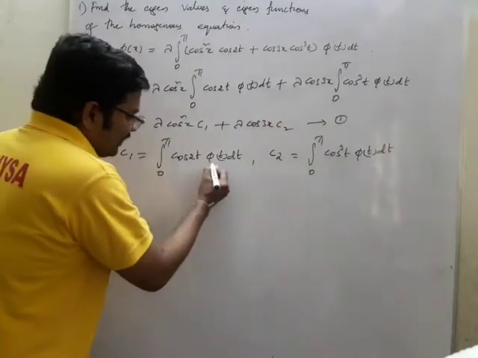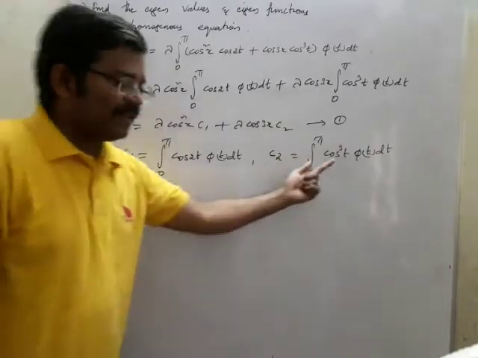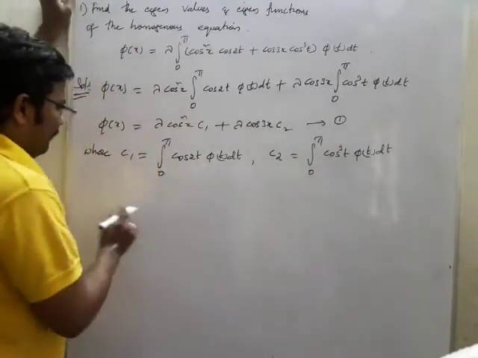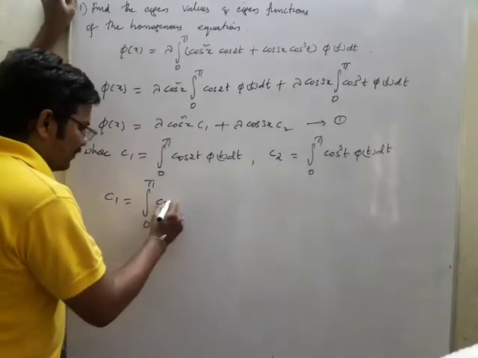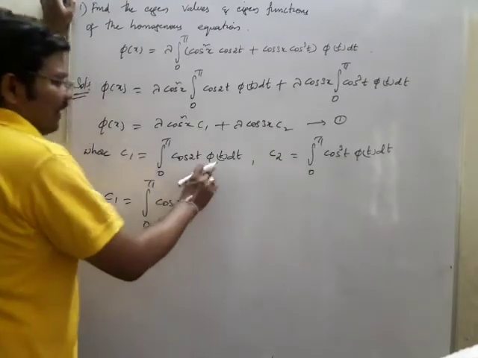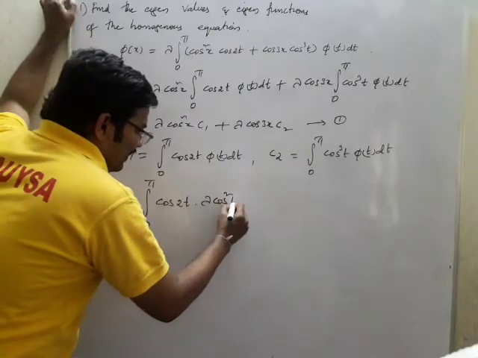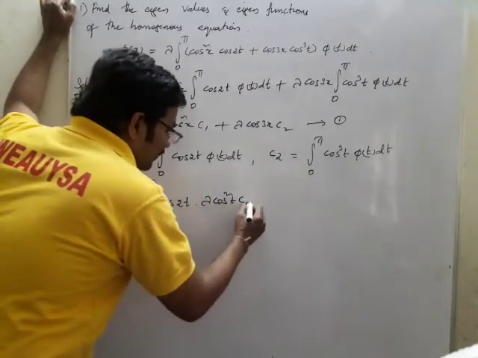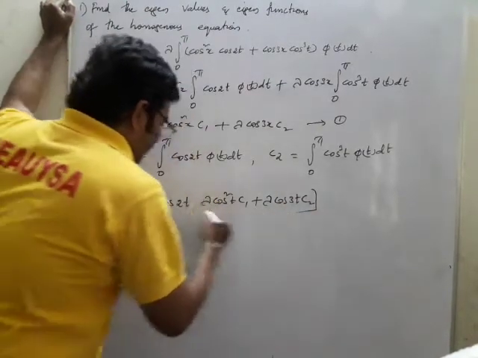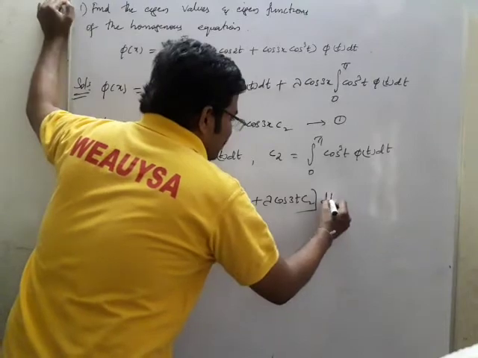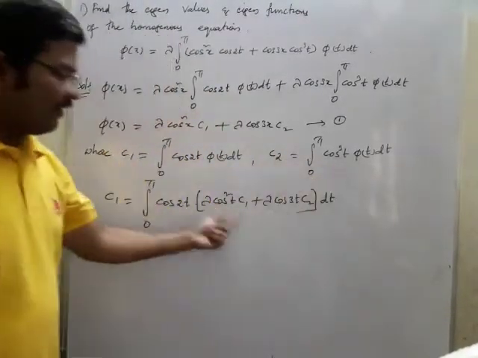Now you should understand that this phi of t value we will get from equation 1. We will try to solve first C1, then later on C2. Now C1 is equal to integral of cos 2t into phi of t, and I am substituting phi of t, that is lambda cos square t C1 plus lambda cos 3t C2. This is what we have for phi of t. We will try to solve this one after this.